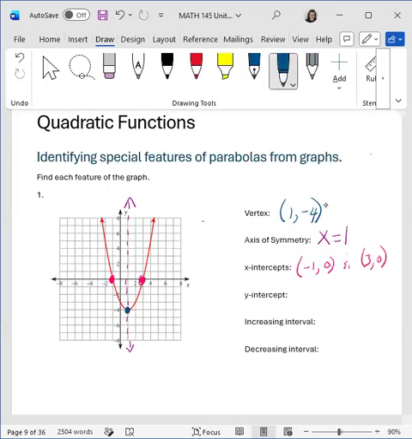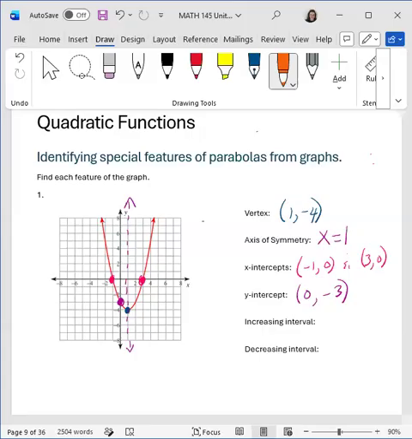The y-intercept is the point where the parabola touches the y-axis. So if we look, this one touches the y-axis at (0, -3). Again, if it's a y-intercept, the x-coordinate will always be 0. And then we have 2 intervals for every parabola. We have a decreasing section, and then we have an increasing section. We name these by the x values.